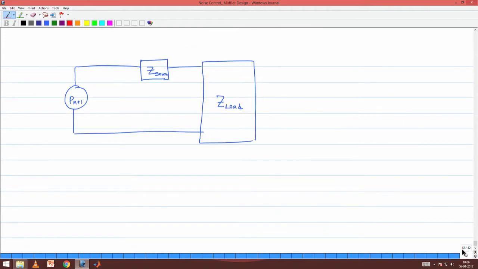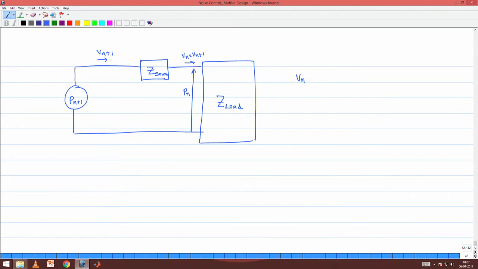So, I am just redrawing this picture by collating the muffler impedance together with the radiation impedance and calling it the load impedance. In here, though the source is supposedly working at a voltage of P n plus 1, what reaches the load is not P n plus 1. This is P n, which is different from P n plus 1, because there is a source impedance connected to it. So, to calculate the value of this P n, we are doing this simple calculation.